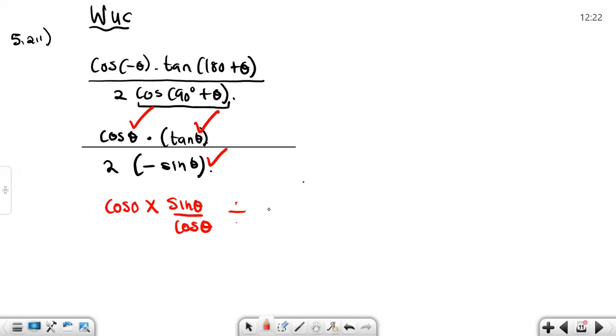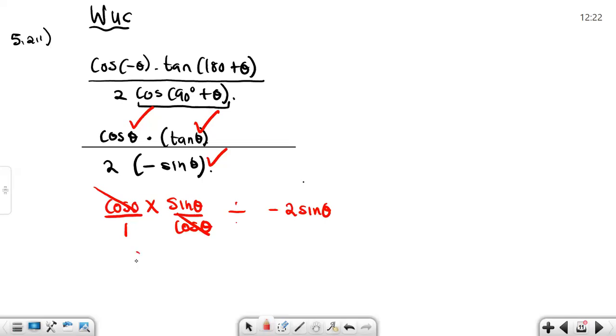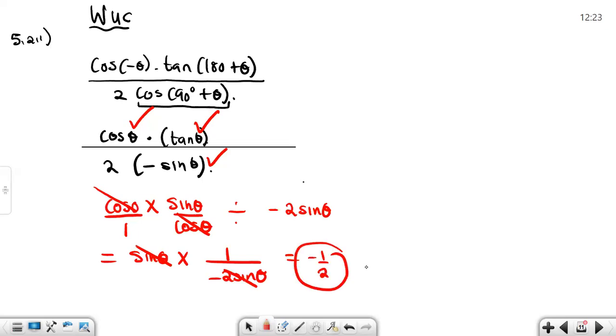So I'm going to say divide by negative 2 sine theta. I just enjoy it being like this. Check something: this and this will cancel. What am I left with? Sine theta divided by... or if I want to change this division, that will be multiplied by 1 over negative 2 sine theta. I'm left with negative 1 over 2. That's my answer.